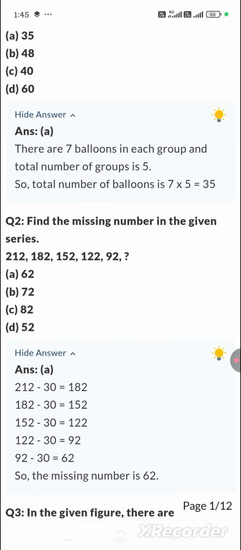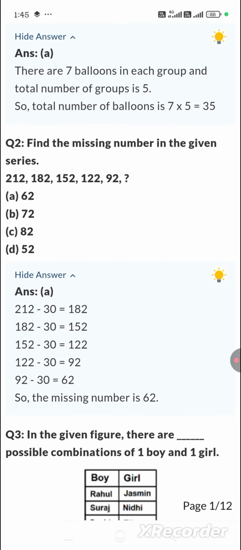Find the missing number in the given series 212, 182, 152, 122, 92. इसका आंसर हो जाएगा A. इसका जो पैटर्न है 212 माइनस 30 दैट इज 182, 182 माइनस 30 दैट इज 152, 152 माइनस 30 दैट इज 122, 122 माइनस 30 दैट इज 92 and 92 minus 30 equal to 62. So the missing number is 62.